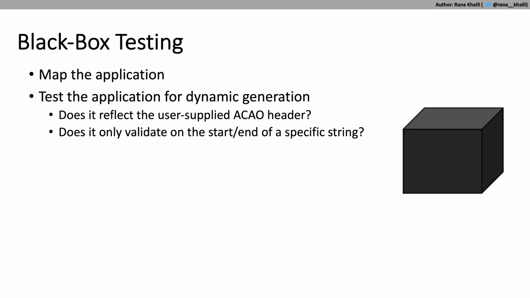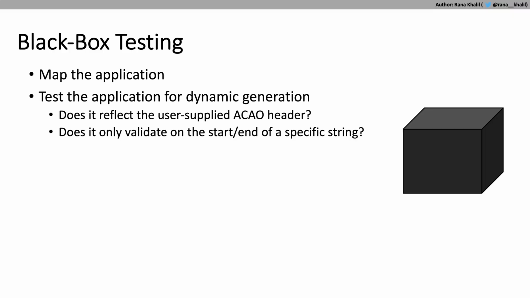Now, some applications make use of more complex logic, like the use of regex expressions, and so you're going to try to figure out what that regex expression is and if it's exploitable. So a way to do that is for applications that only validate the start of a specific string. Usually the start string would be the domain of the application. So you would add the domain of the application, and then you would add your own malicious domain after that in the origin header and see if the application accepts it.